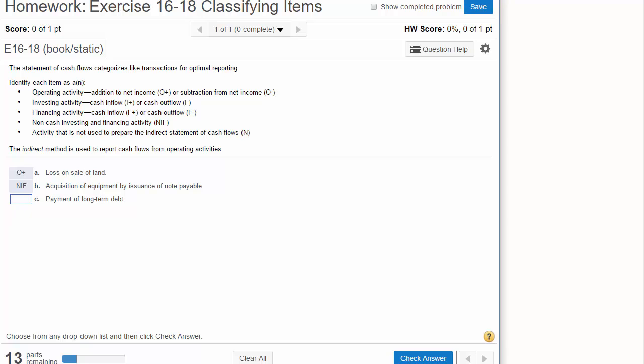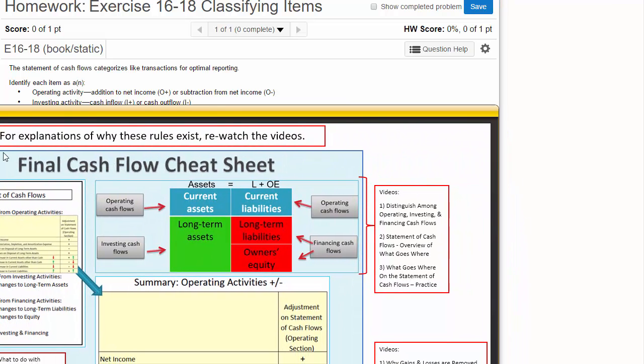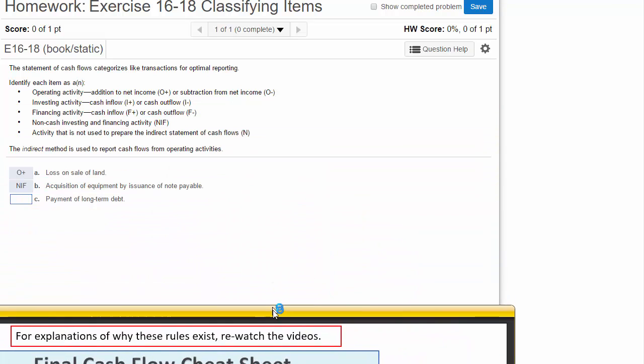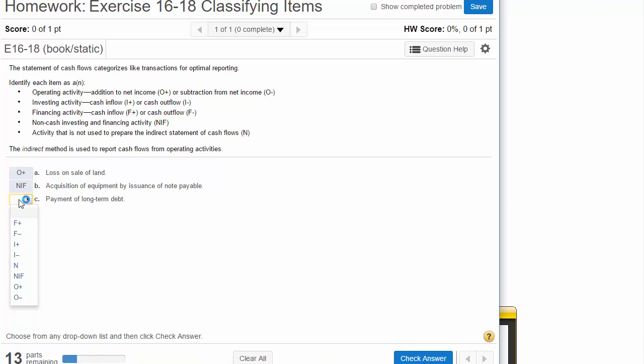Payment of long-term debt. Remember, changes in long-term liabilities go into the financing section. And since we're paying cash, that will be a minus.